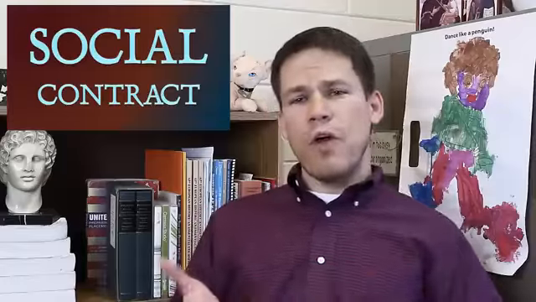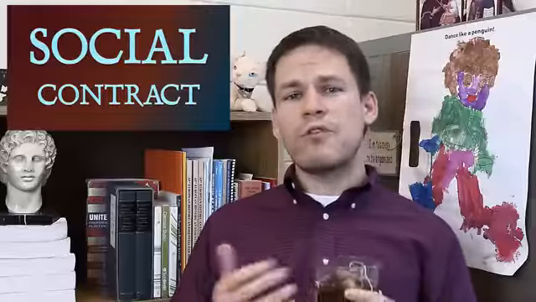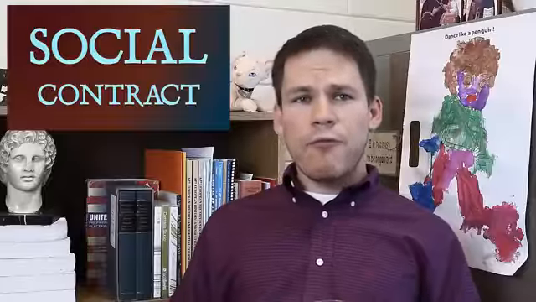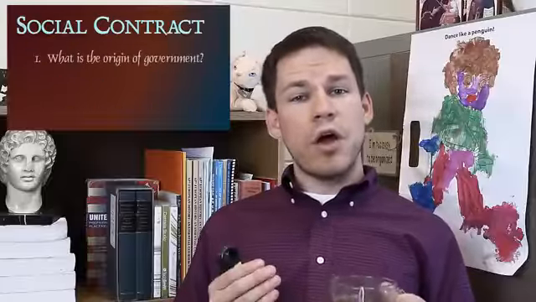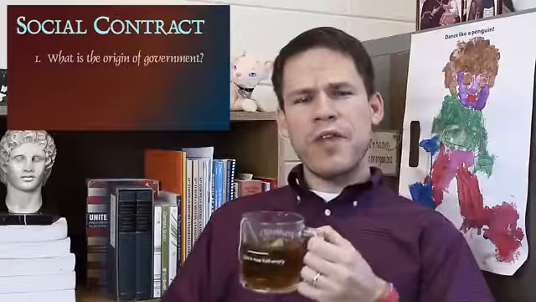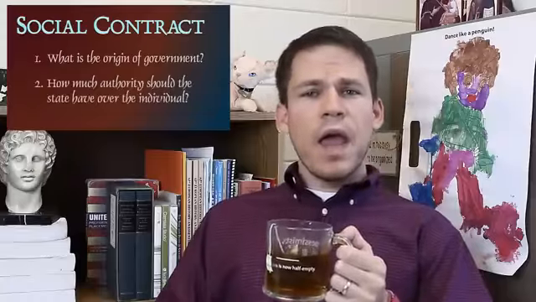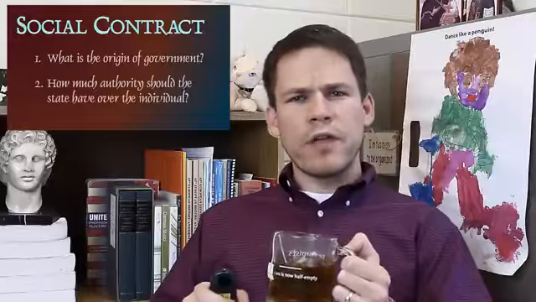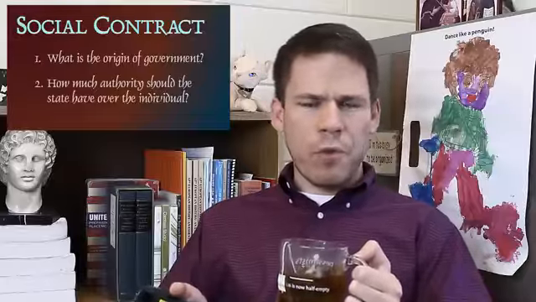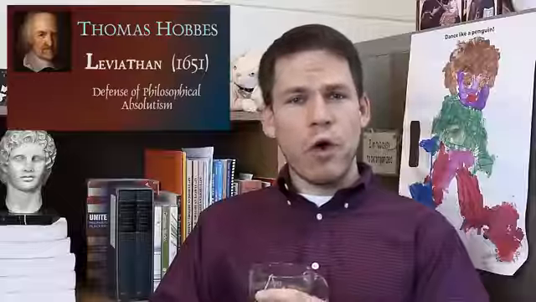Now keep in mind that Rousseau wrote a book called The Social Contract, but he's not the first philosopher to address this subject. What the social contract essentially is, it covers two things. First of all, what is the origin of government? How did people decide to have government? And second, how much authority should the state have over the individual? And Hobbes and Locke are going to sort of agree on the first part, but they're going to disagree on the second part. Let's start off with Thomas Hobbes, who wrote a book called Leviathan in 1651.